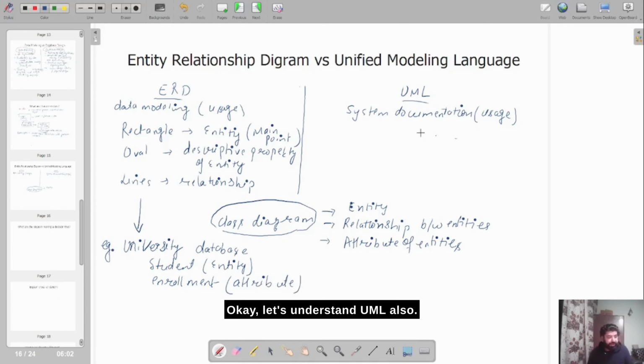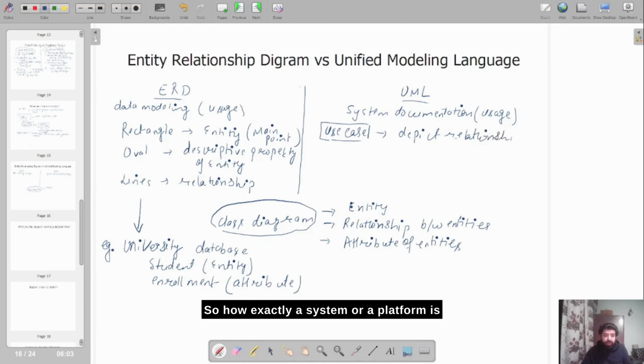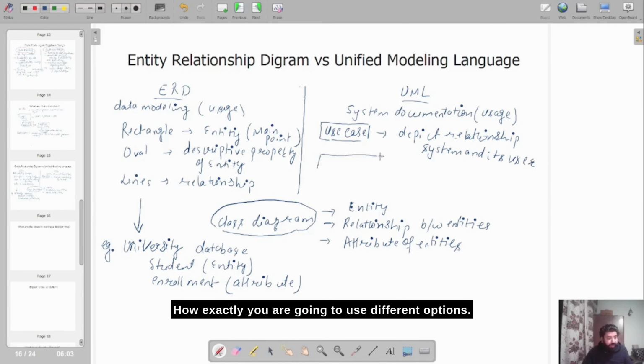Okay, let's understand UML also. So in UML, let's say there is a use case diagram. So what will this depict? This will depict the relationship between a system and its user. So how exactly a system or a platform is there, and how users are interacting with it. So how exactly you are interacting with the interface of YouTube, that will also be an example of a use case. How exactly you are going to use different options.